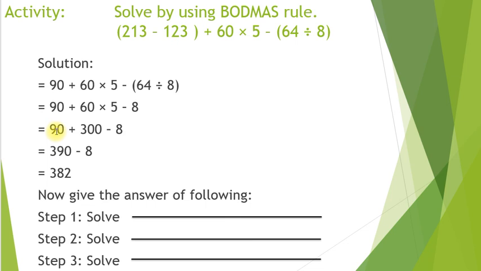Now this is 90 plus 300 minus 8. We have to add these two values. 90 plus 300, we get 390, then minus 8. When you subtract 8 from 390, you get 382.